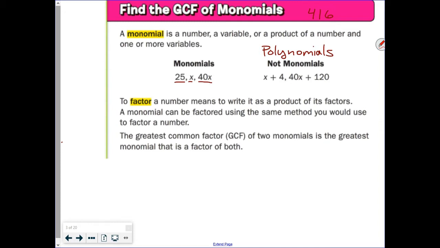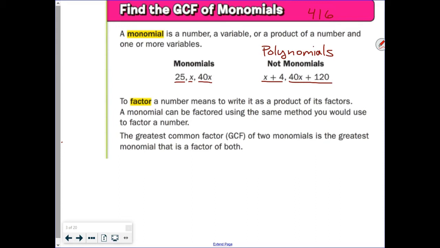So x, a variable by itself, would be a monomial. Plus 4 by itself would be a monomial. But you put them together, you have a polynomial. So x plus 4 is a polynomial. 40x plus 120 is also a polynomial.